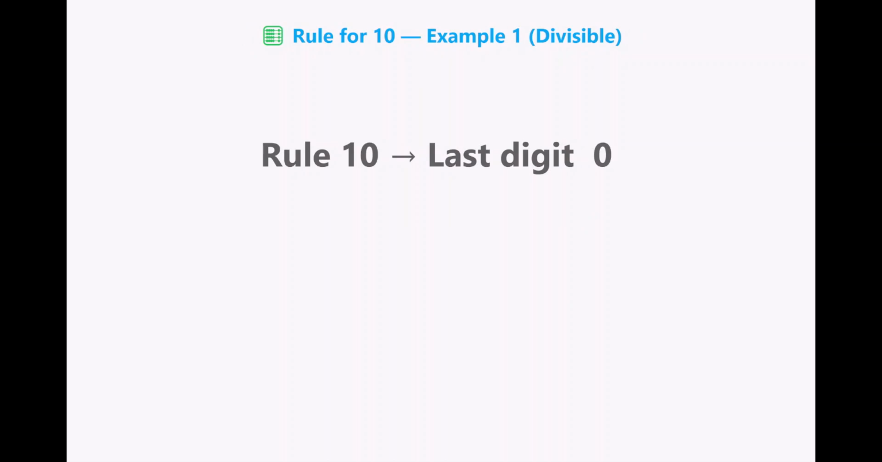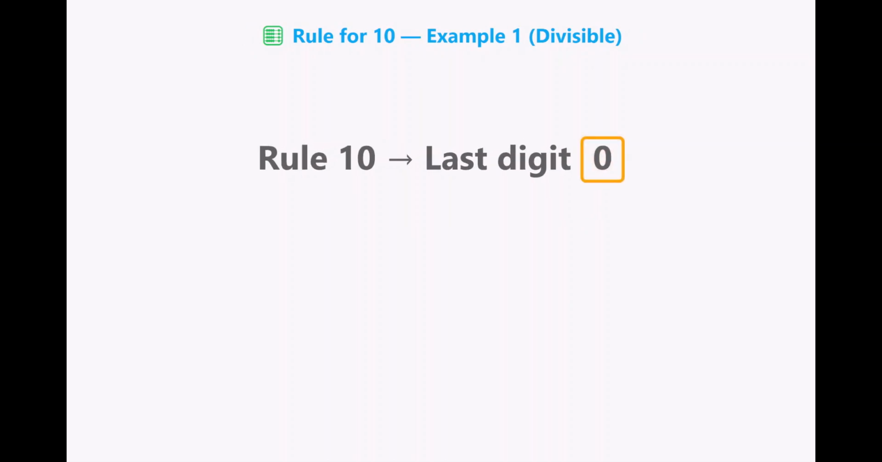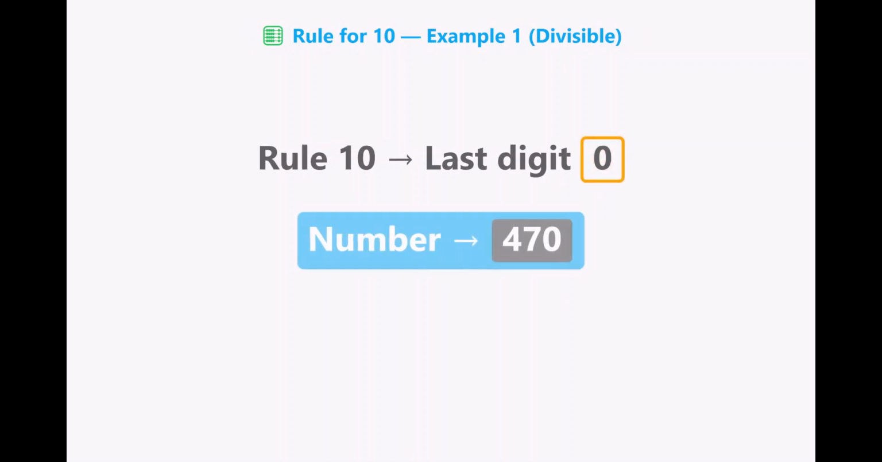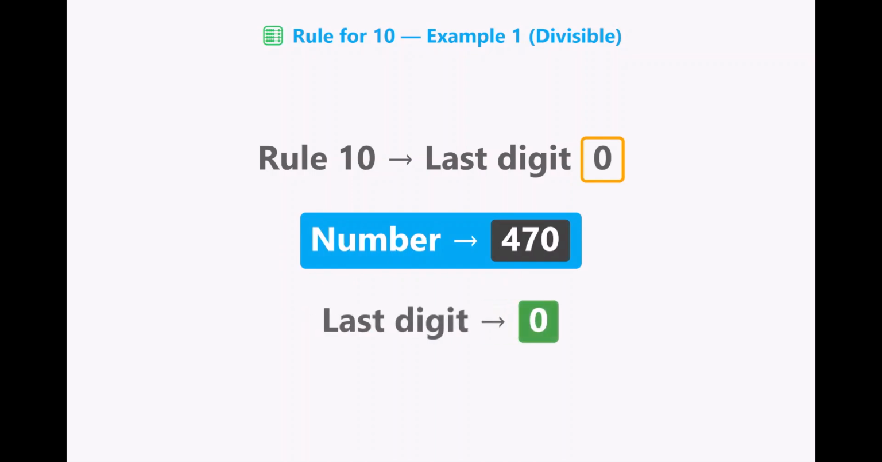Rule for 10. A number is divisible by 10 if it ends with 0. Here's our example number. Let's check the last digit. The number ends with 0. So 470 is divisible by 10.